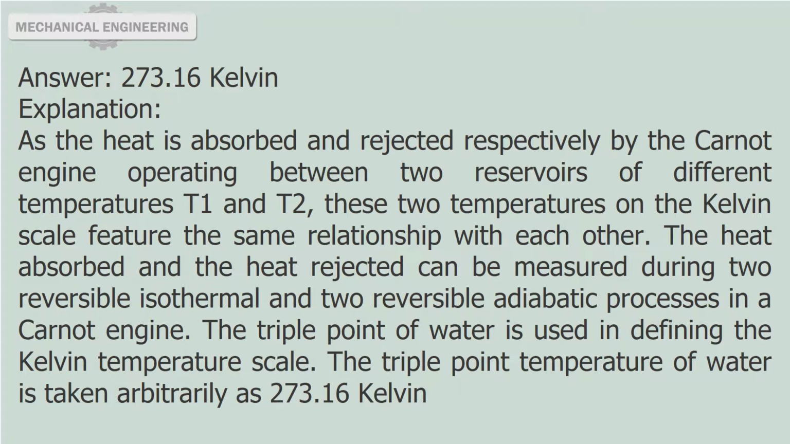Explanation: as the heat is absorbed and rejected respectively by the Carnot engine operating between two reservoirs of different temperatures T1 and T2, these two temperatures on the Kelvin scale feature the same relationship with each other. The heat absorbed and the heat rejected can be measured during two reversible isothermal and two reversible adiabatic processes in a Carnot engine. The triple point of water is used in defining the Kelvin temperature scale. The triple point temperature of water is taken arbitrarily as 273.16 Kelvin.